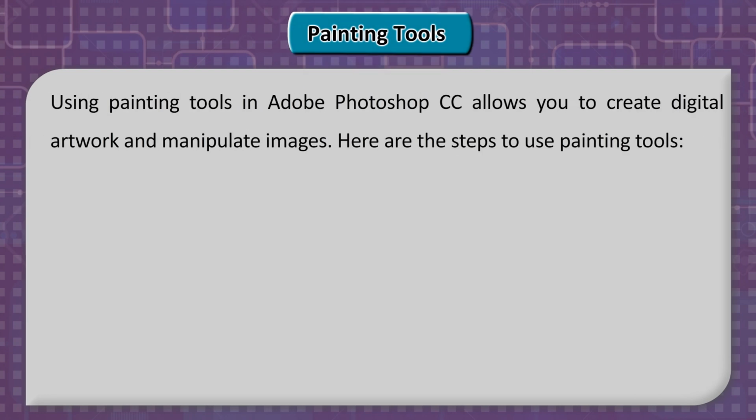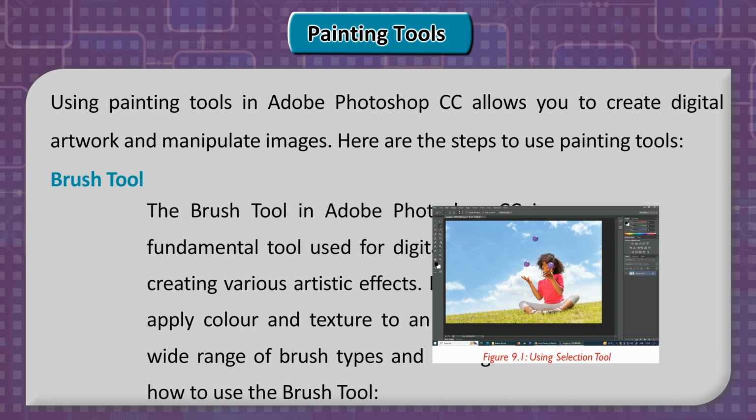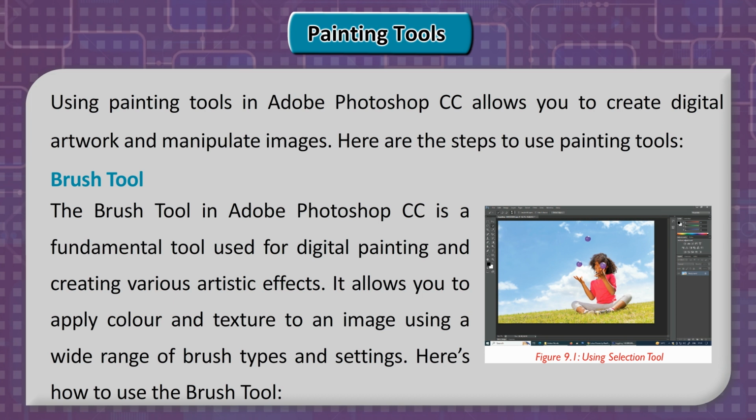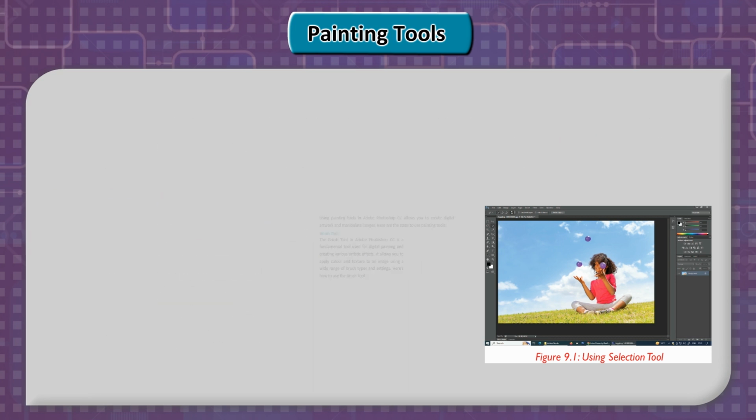Painting tools. Using painting tools in Adobe Photoshop CC allows you to create digital artwork and manipulate images. Here are the steps to use painting tools. Brush tool. The brush tool in Adobe Photoshop CC is a fundamental tool used for digital painting and creating various artistic effects. It allows you to apply color and texture to an image using a wide range of brush types and settings. Here's how to use the brush tool.